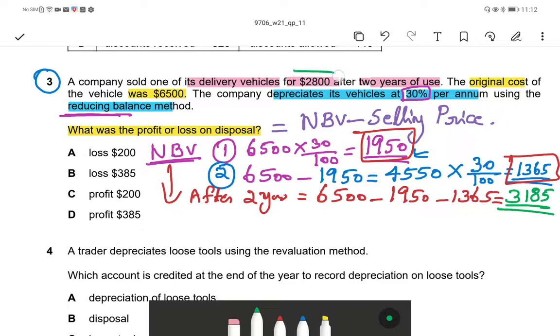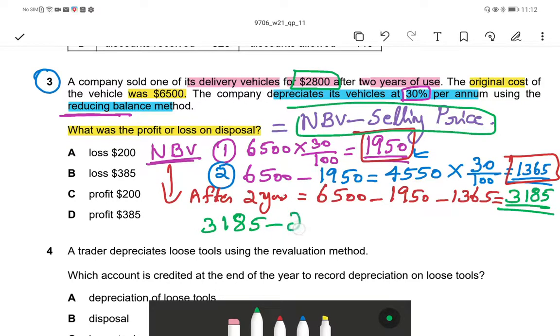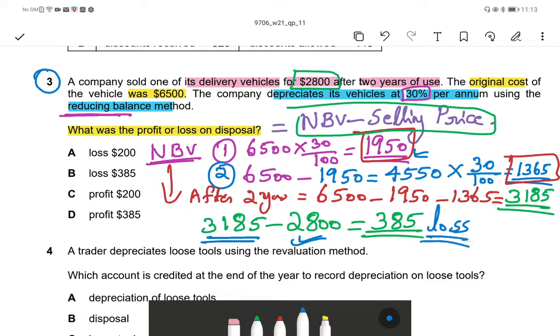The selling price is 2,800, but our net book value is 3,185. So net book value minus selling price: 3,185 minus 2,800. Still we have some balance. What is the amount? 385. We didn't get our full amount. 3,185 is the net book value, but we sold for only 2,800. So 385 is a loss. Correct answer is loss 385. So option B is the correct answer.